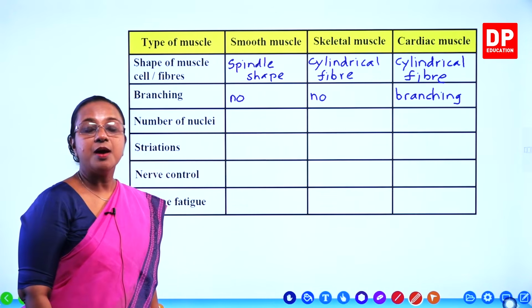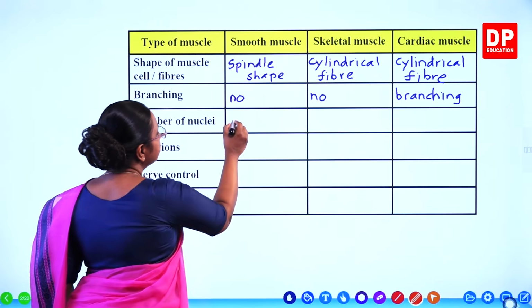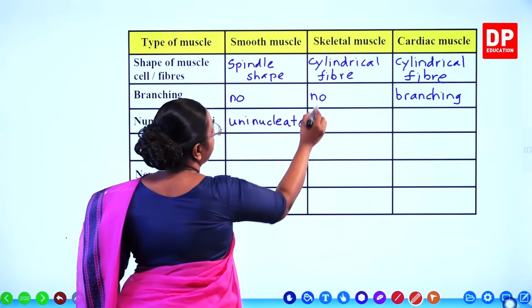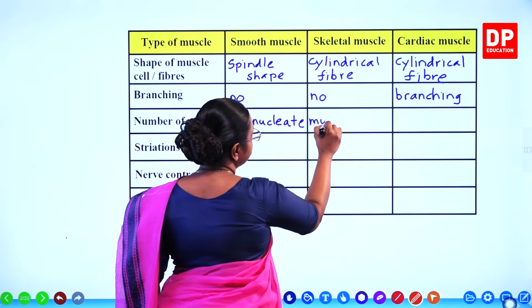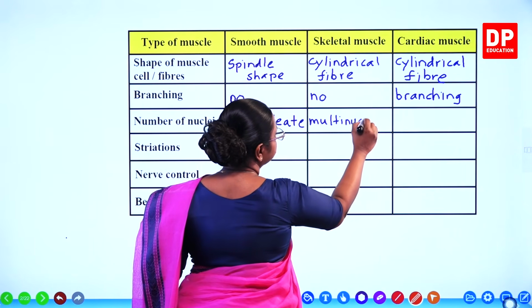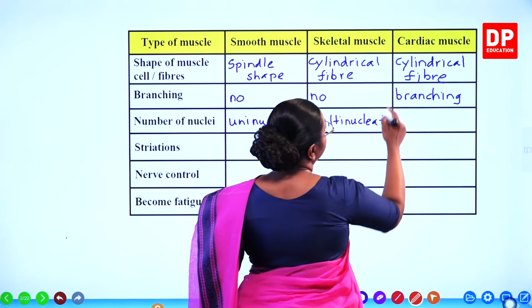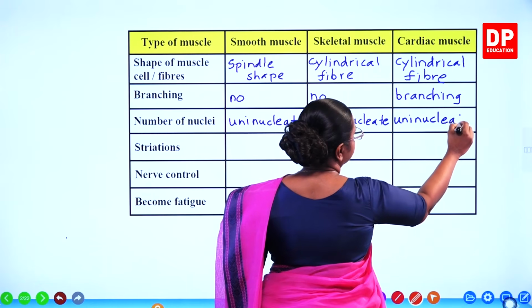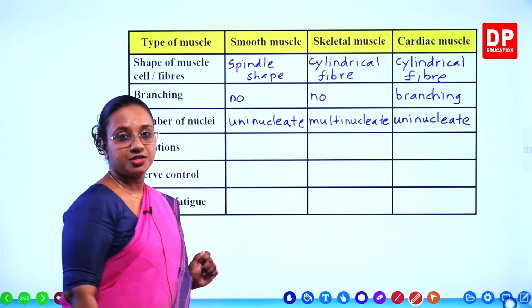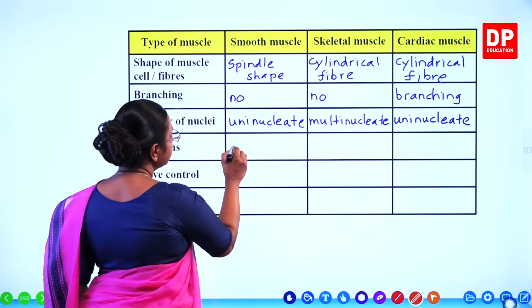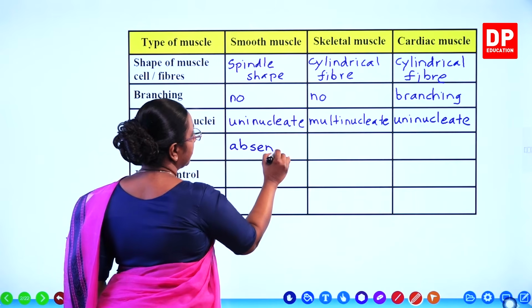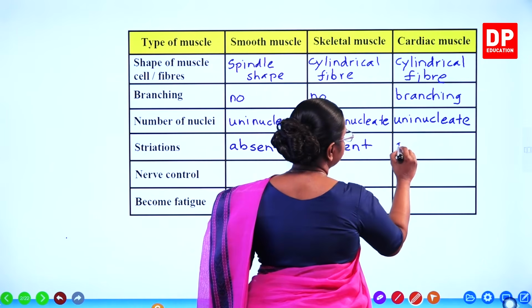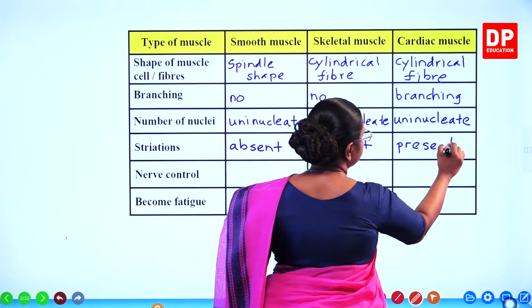Then if we look at the number of nuclei, smooth muscle is uninucleate. Skeletal muscle, you all know, is multinucleate. Again, cardiac muscle is uninucleate. Striations. If we look at the striations, it's absent in smooth muscle. But in both skeletal muscle and cardiac muscle, striations are present.